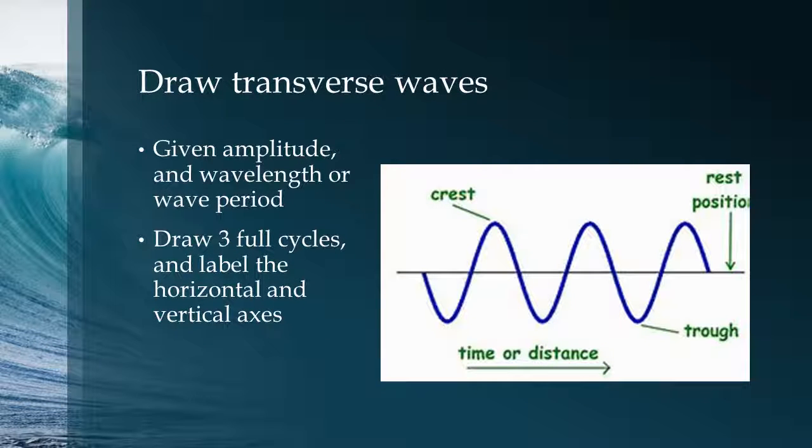And you remember in several of the worksheets you were asked to draw transverse waves. You will be given amplitude and either wavelength or wave period, which would be the horizontal axis, and you'll be asked to draw 3 full cycles, and additionally labeling the horizontal and vertical axes.